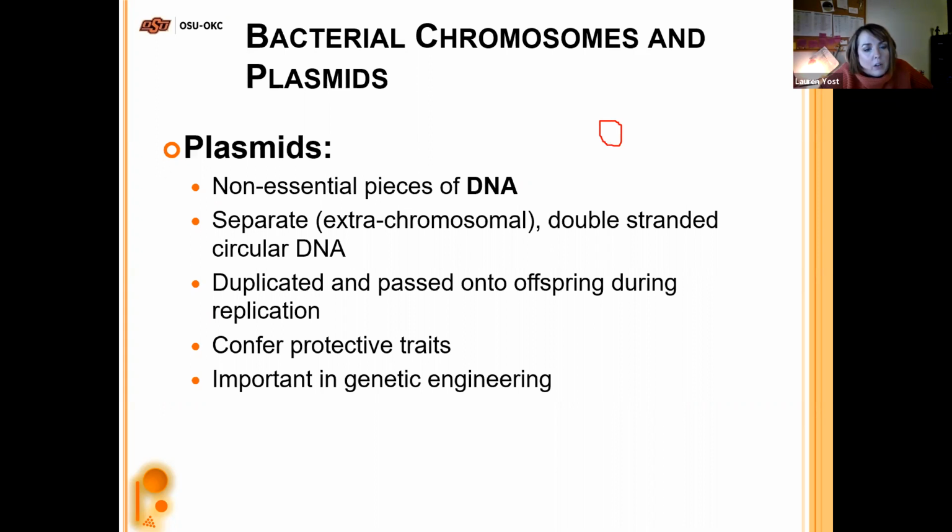It's duplicated and passed on to offspring during replication, just like the regular DNA would be, but it's not considered part of the genome. It's not considered part of the chromosome because it's on its own. You can lose it as well. It also confers protective traits and is important in genetic engineering, which we will be talking about later on. We call it transformation.